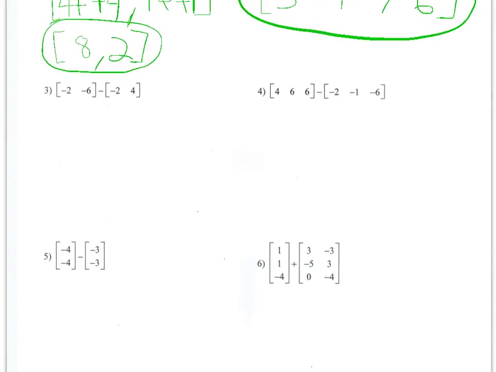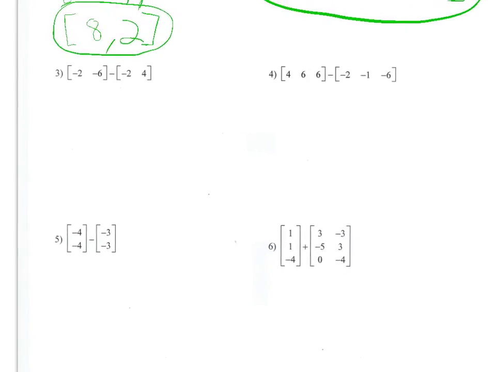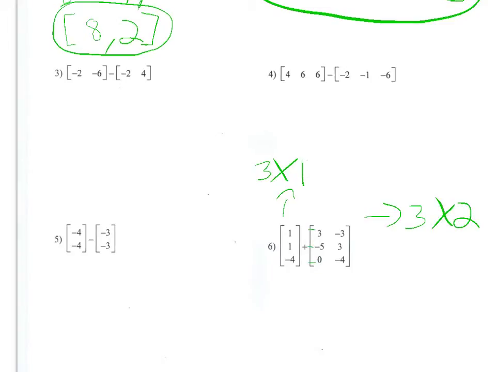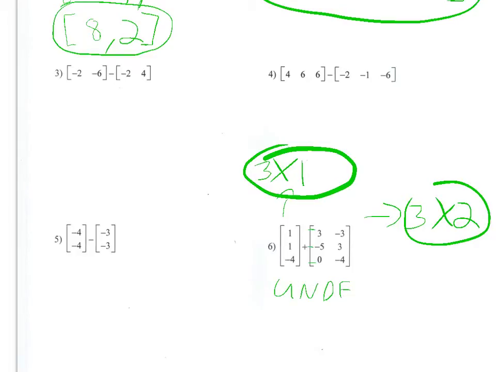Okay, I'm going to go down to number 6. And number 6 looks odd because of the dimensions. This first one has 3 rows and 1 column, so it's a 3 by 1 matrix. But for this one, you have 3 rows and 2 columns, so it's 3 by 2. So you can't do this. You can't add these. They are different dimensions. They don't have the same number of rows and columns. So we just say this is undefined.